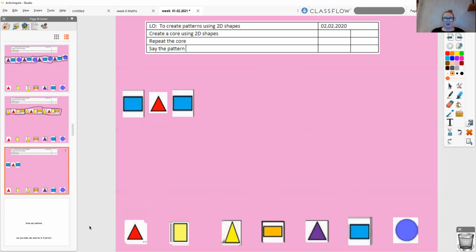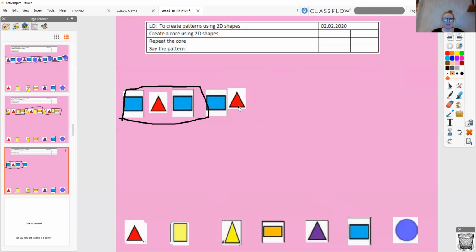Next needs to be, is it going to be a red triangle if this is my core? Does a red triangle come next? Well, no, because a red triangle does not start my core. What is at the start of my core? It's a blue square, and then what comes after blue square?